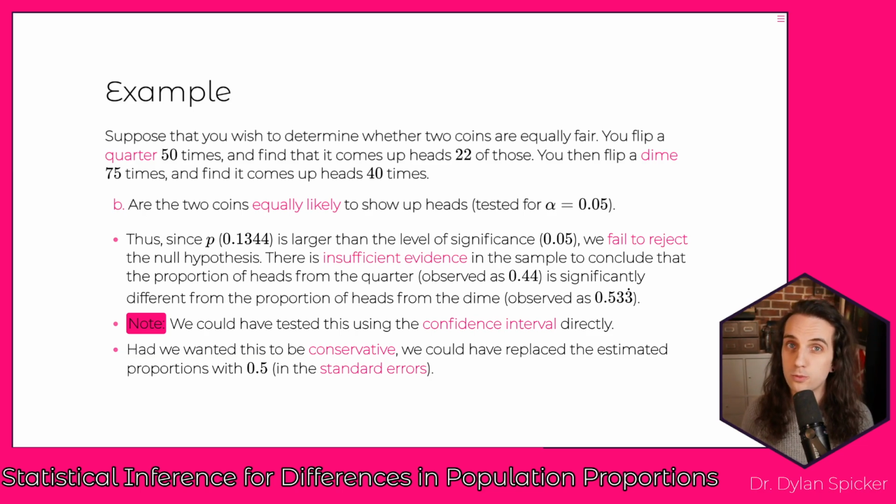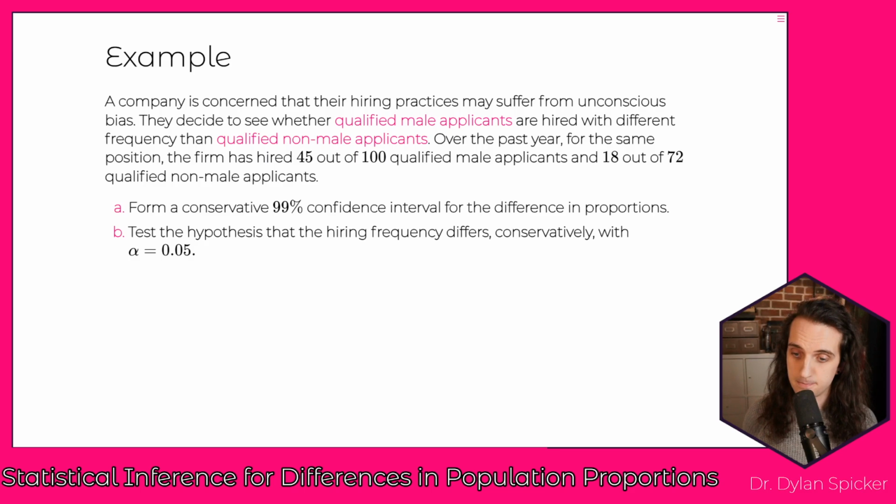We could have also been more conservative in our assessment here. In order to do so, we would have wanted to replace the proportions in our standard error calculations with 0.5, right? So that would have made this a more conservative confidence interval or a more conservative hypothesis test. So in order to understand that, let's take a look at a second example here, perhaps a slightly more real-life example, but let's try to approach these things conservatively.